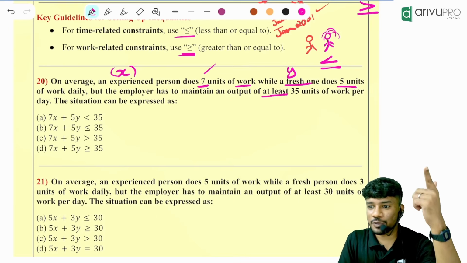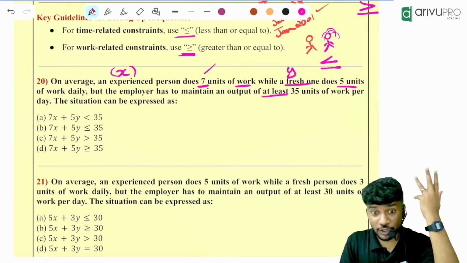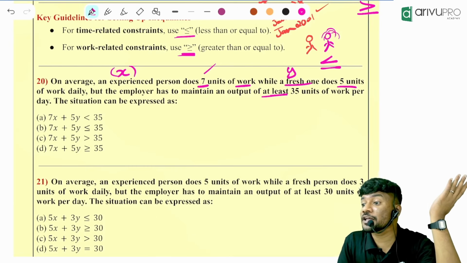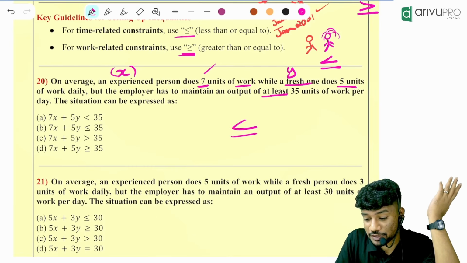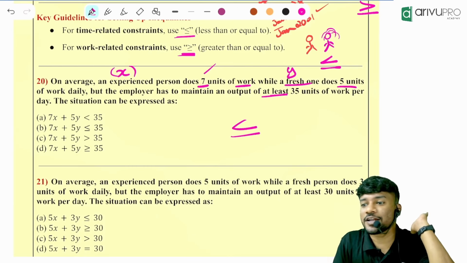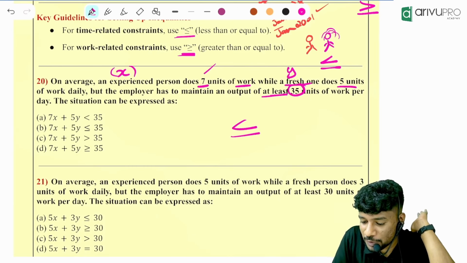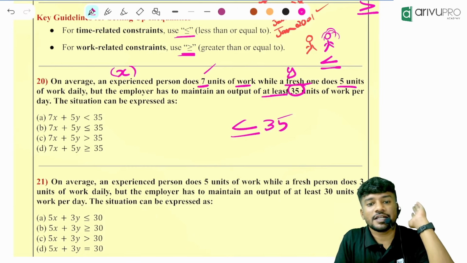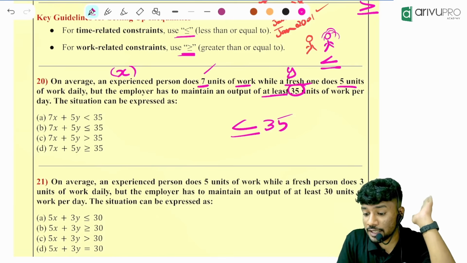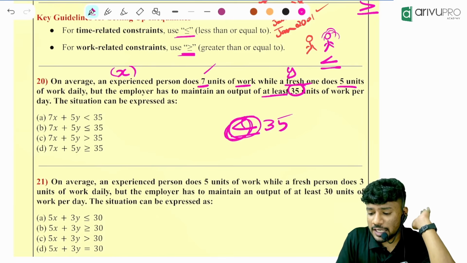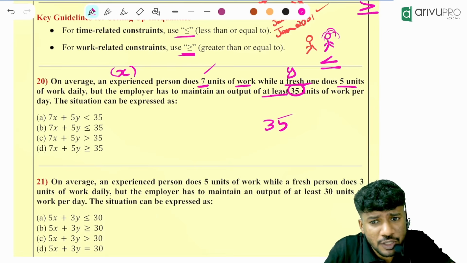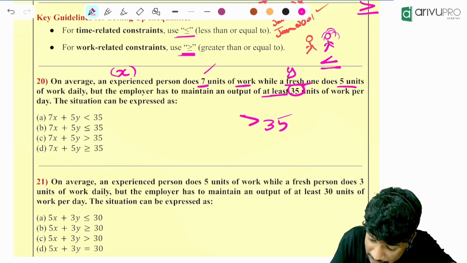Less than or equal to 35. But you need to think about that. The work is coming into the picture. Whenever work comes into the picture, you will take it as what? Less than or equal to. How much less than or equal to? 35 units, less than or equal to or greater than or equal to? At least means what? Less than or equal to, or greater than or equal to? Greater than or equal to.